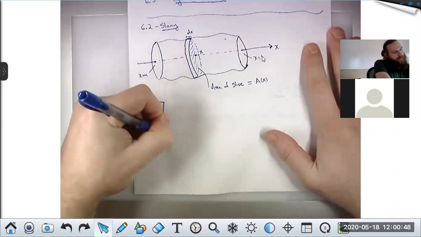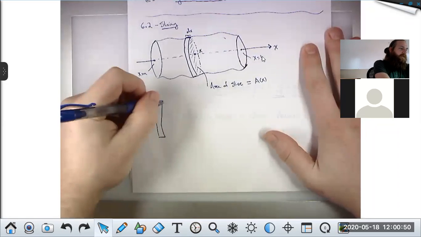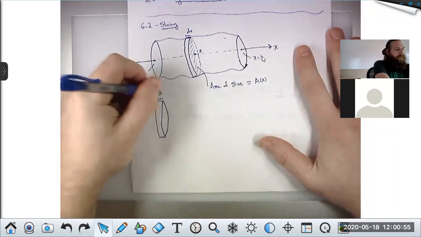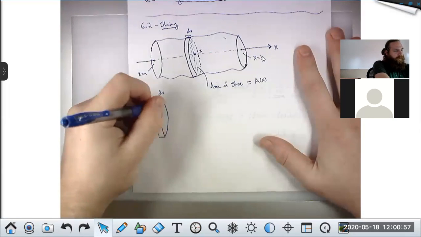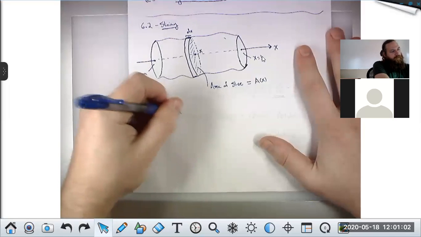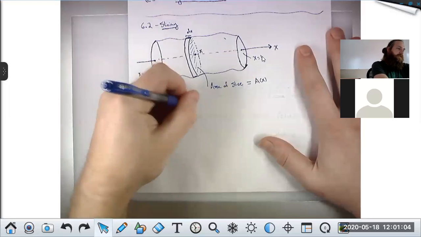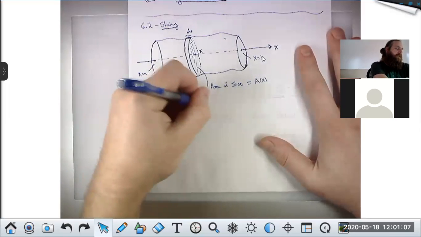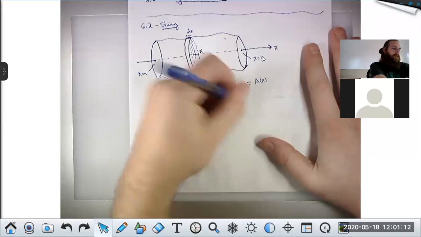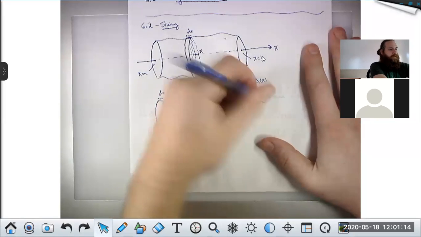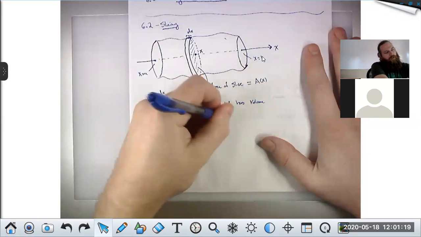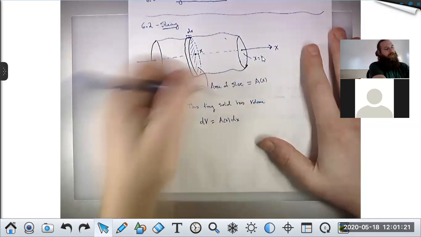It is a tiny little differential thickness solid. So I call its volume dV. And this area here is A of x. So this tiny solid has volume dV equals A of x, the cross-sectional area, times the thickness.